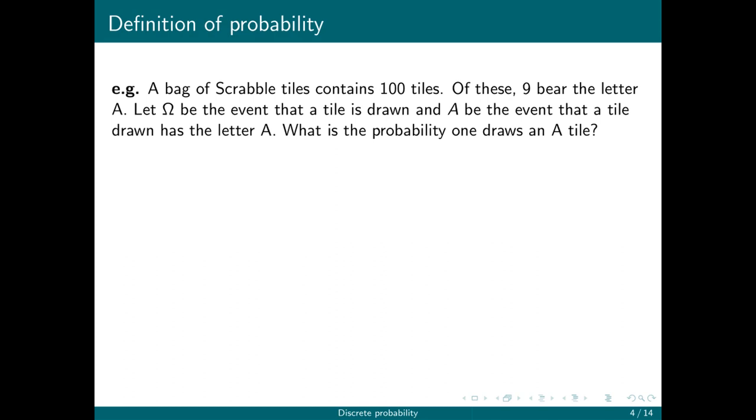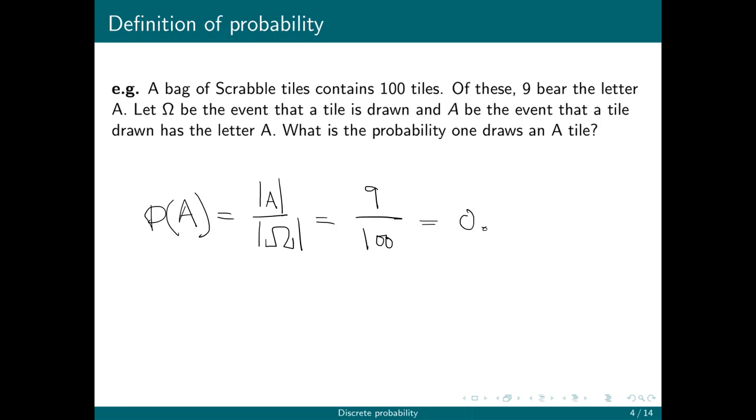So we're going to calculate the probability of the event A, which by definition is the size of A relative to the size of the sample space. There are 9 tiles that have A's on them. There are 100 equally likely tiles, so our answer is 9 out of 100, or if you like, 0.09.